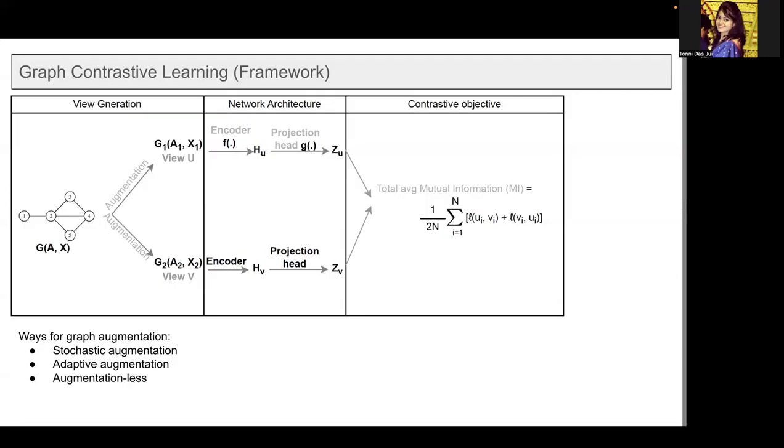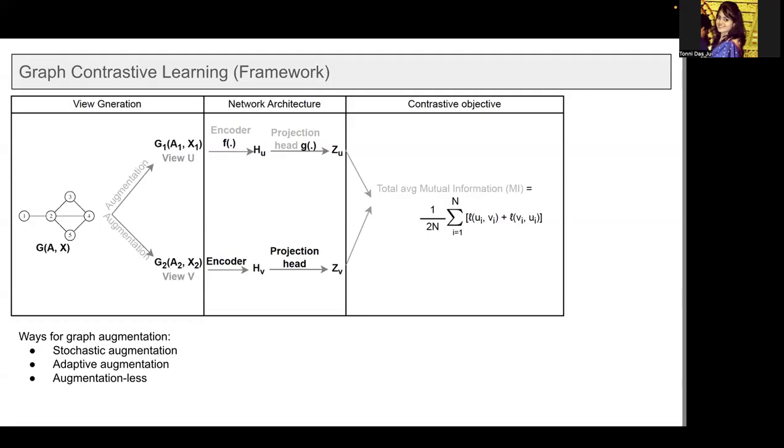Now, next is network architecture. In the network architecture, we mainly develop our representations for both the views and prepare them for learning through the contrastive objective. Typically, the network architecture consists of an encoder and a projection head. Traditional GNN layers like GCN and GAT are used as the encoder to get initial representations, HU and HV. Simple MLP layers are considered as the projection heads, which produce a more refined representation, ZU and ZV.